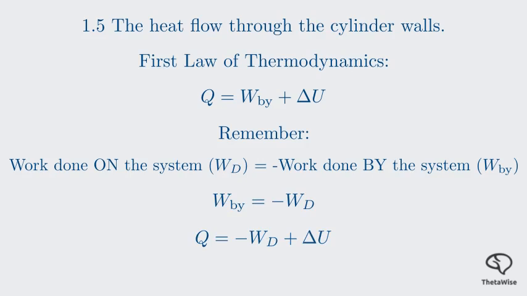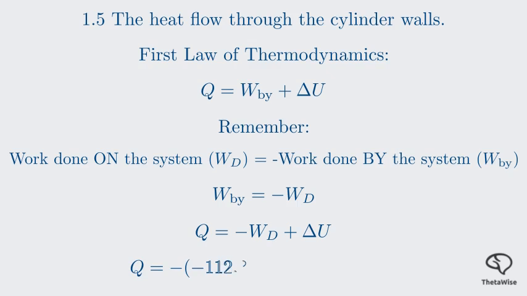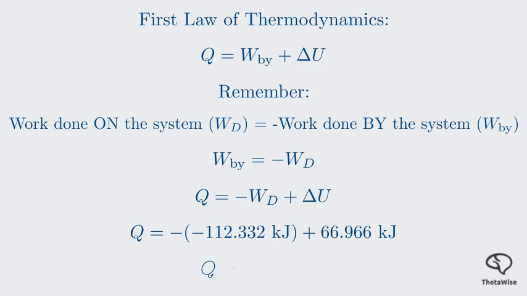We'll use the work done from method 1, which was negative 112,332 kilojoules. Q equals negative negative 112,332 plus 66,966. The negative of a negative is a positive, so this simplifies to Q equals 112,332 plus 66,966, which gives us a heat flow Q of 179,298 kilojoules. This means 179,298 kilojoules of heat were added to the system.